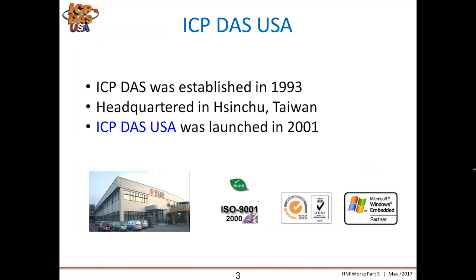ICP DAS was established in 1993. The headquarters is located in Hsinchu, Taiwan. ICP DAS USA was launched in 2001 to support the North and South American markets. We have over 200 R&D engineers, and we work closely with them to add new features to our products, develop new products, and to support our customers. Most of our products are RoHS compliant, which means they are lead-free. We also have our ISO 9001 certification.